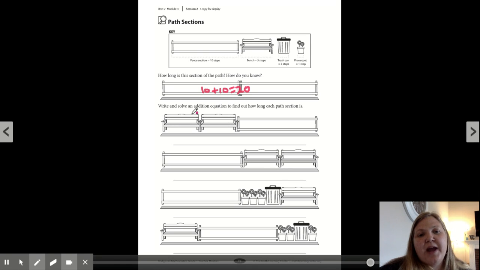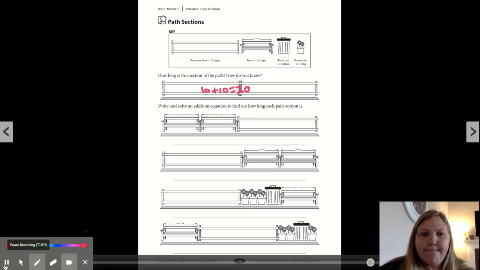So let's write and solve addition equations to find out how long each path section is. So let's take a look at this path section. I see a bench, another bench, and then a fence. And I remember a bench is worth 5 steps. So I have 5, 5, and 10. What equation could I write?